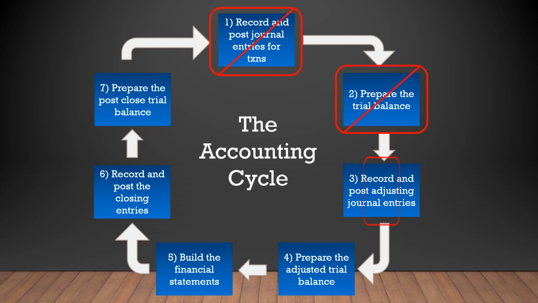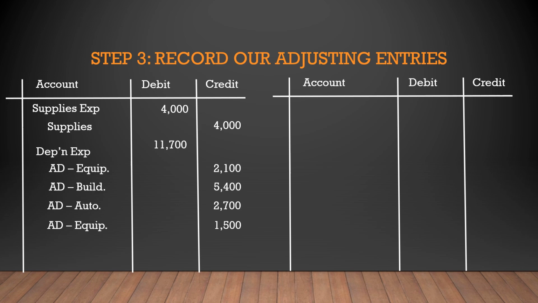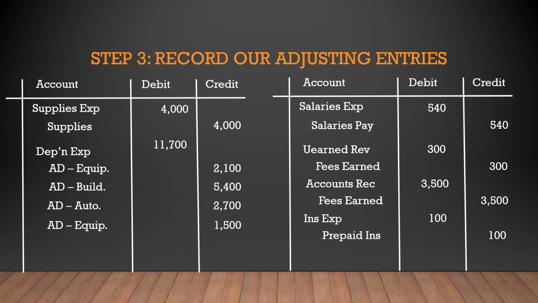Next, we prepare our adjusting entries. We already covered adjusting entries in our last lecture, but here they are again just to refresh your memory. Our supplies expense, our depreciation expense, our accruals for salaries payable, unearned revenues, and accounts receivable. I almost forgot, we also had prepaid insurance. No matter, the order of booking adjusting entries doesn't matter so long as we get them all.